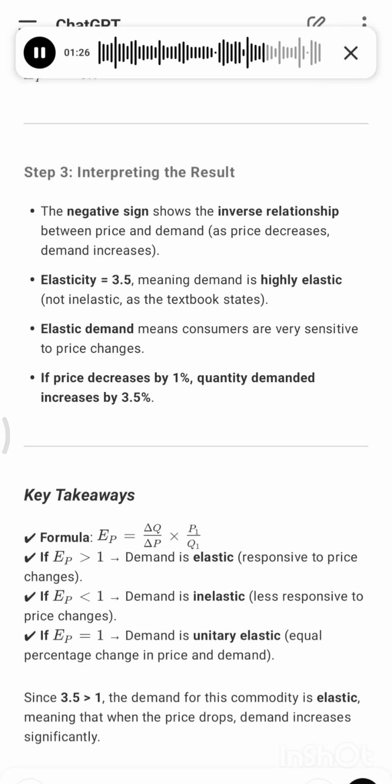Key takeaways. Formula: EP equals ΔQ/ΔP times P1/Q1. If EP is greater than 1, demand is elastic, responsive to price changes. If EP is less than 1, demand is inelastic, less responsive to price changes. If EP equals 1, demand is unitary elastic, equal percentage change in price and demand. Since 3.5 is greater than 1, the demand for this commodity is elastic, meaning that when the price drops, demand increases significantly.